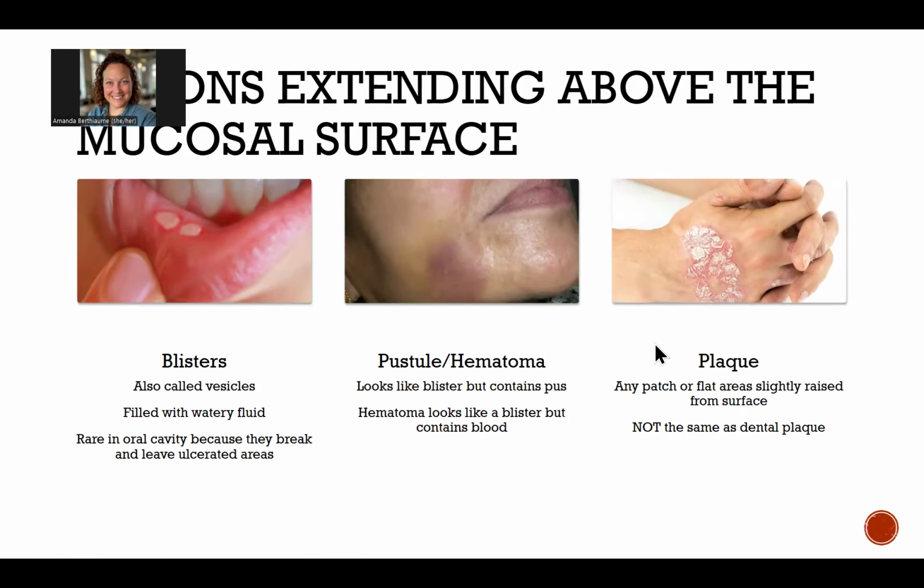Blisters are also called vesicles. They could be watery or fluid-filled, right? So like ulcerations, they should be gone within 2 weeks. Anything in the mouth should be healed by 2 weeks.